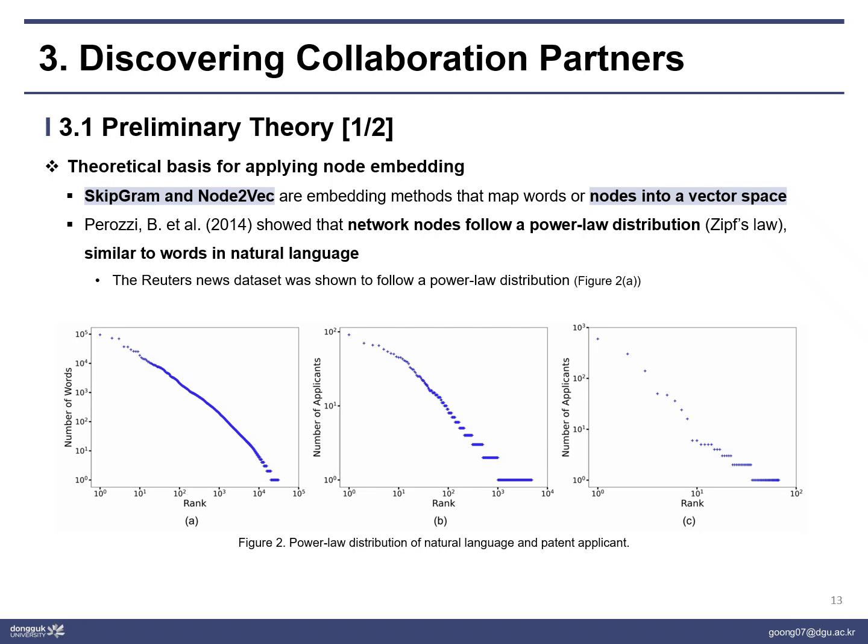Skipgram and node2vec are embedding methods that map nodes into a vector space. Previous studies have shown that network nodes and natural language words follow a similar power law distribution. Figure 2a shows that the news dataset follows a power law distribution.